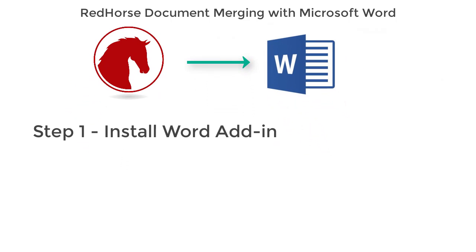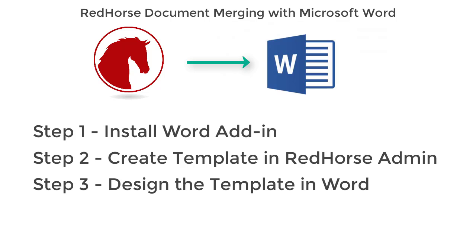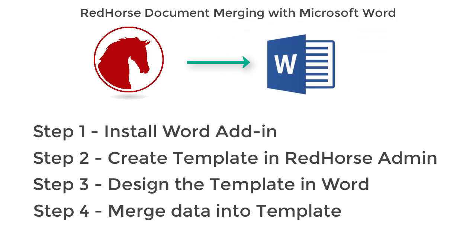Step 1 is installing the Word add-in for authoring templates to use for merging. Step 2 is creating a new template in the administration in RedHorse. Step 3 is designing your template and inserting merged fields. And step 4 is using the template to merge data from RedHorse into a final output document or PDF.